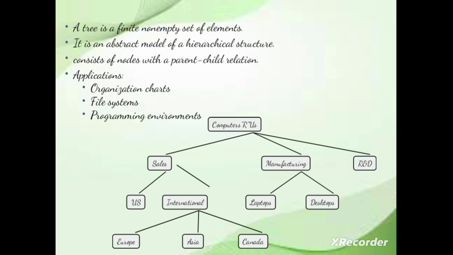Applications: Organization charts. Trees are used to model organizational structures where each node represents a position or role within an organization. The parent-child relationships illustrate the hierarchy of positions or roles. File systems. Trees are employed to organize files and directories in computer file systems. Directories are represented as nodes, and the parent-child relationships show the hierarchy of folders and files.